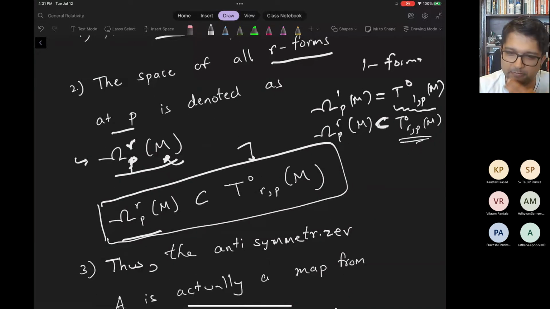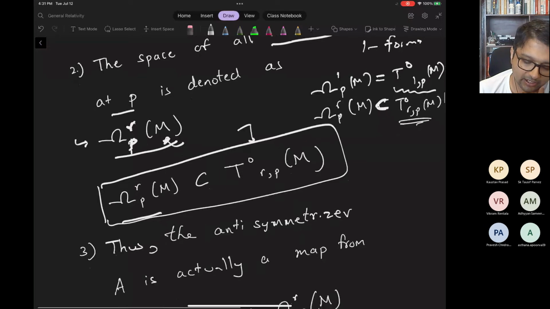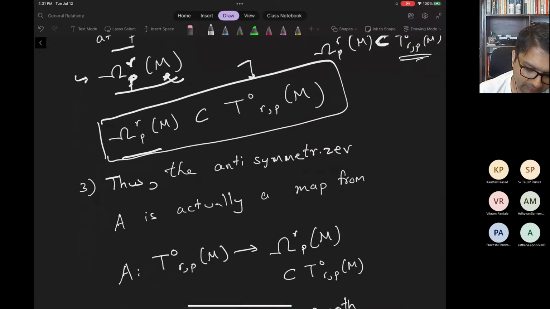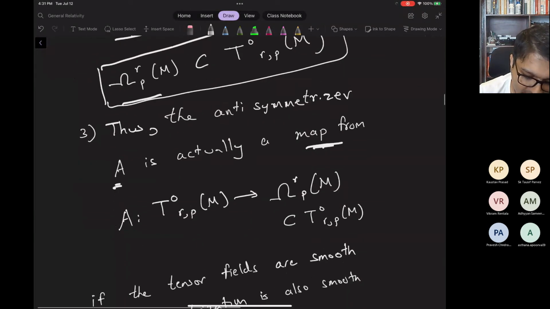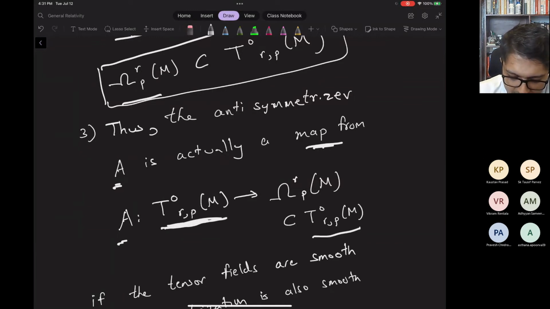Okay, so that's why it's a subspace. And the anti-symmetrizer A is actually a map. Instead of really being a map from T0 RPM to T0 RPM, it's really a map from T0 RPM to the subspace of T0 RPM. It's a map to forms.